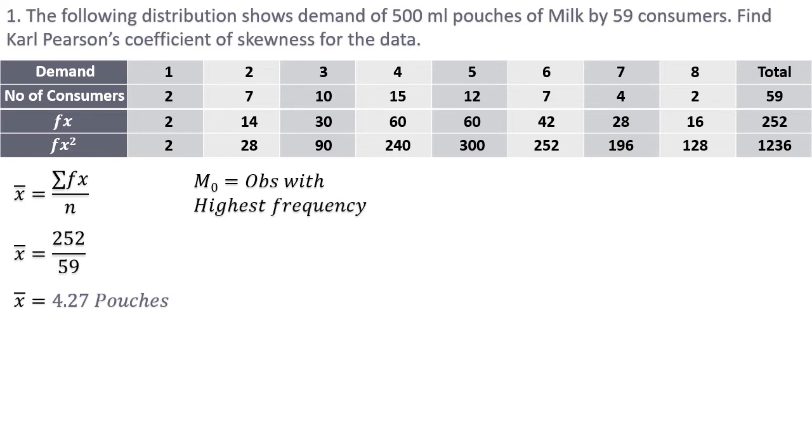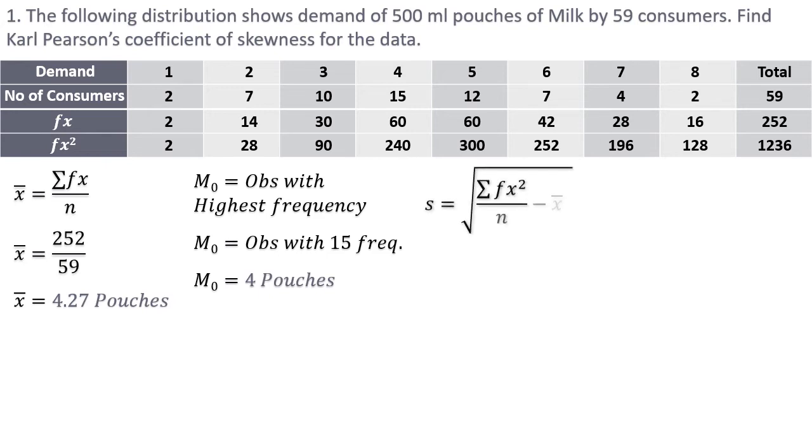Next, mode. Now mode is the observation with the highest frequency. Here the highest frequency is 15. So the observation in front of the highest frequency, which is 15, is 4. So mode will be 4.